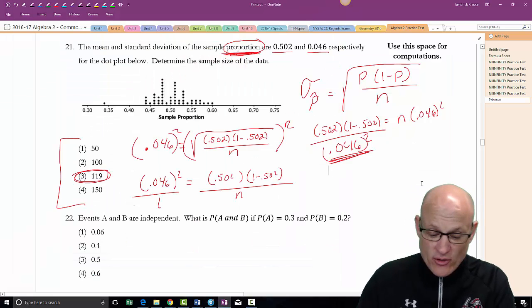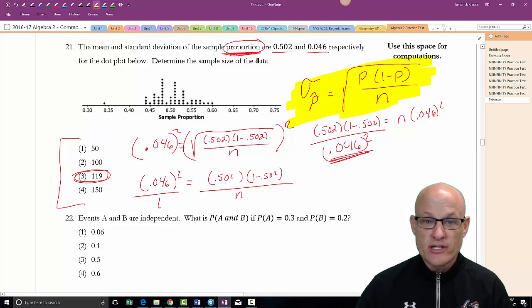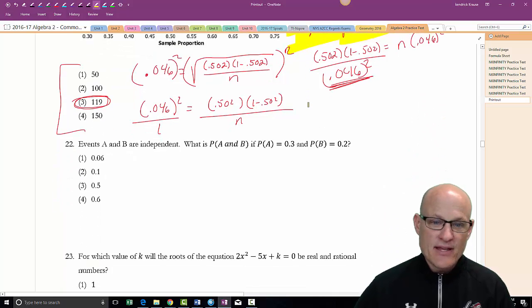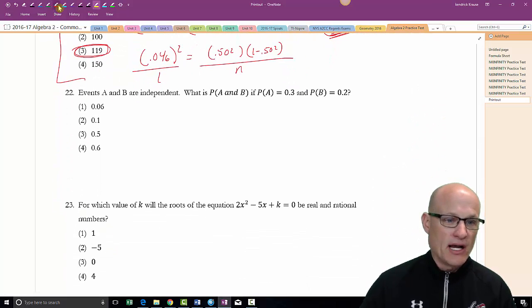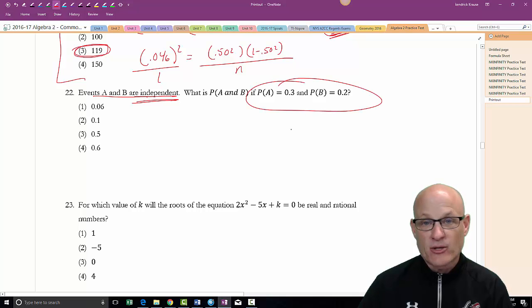But you do need to know this formula. For some reason, New York State's not being nice to you. They are not going to give you this formula. So you do need to know that, and it is for a sample proportion, not a sample mean. Then you go from that question to this, oh my gosh, couldn't be any easier question. Independent events: if they are independent, all you have to do is multiply their probabilities.